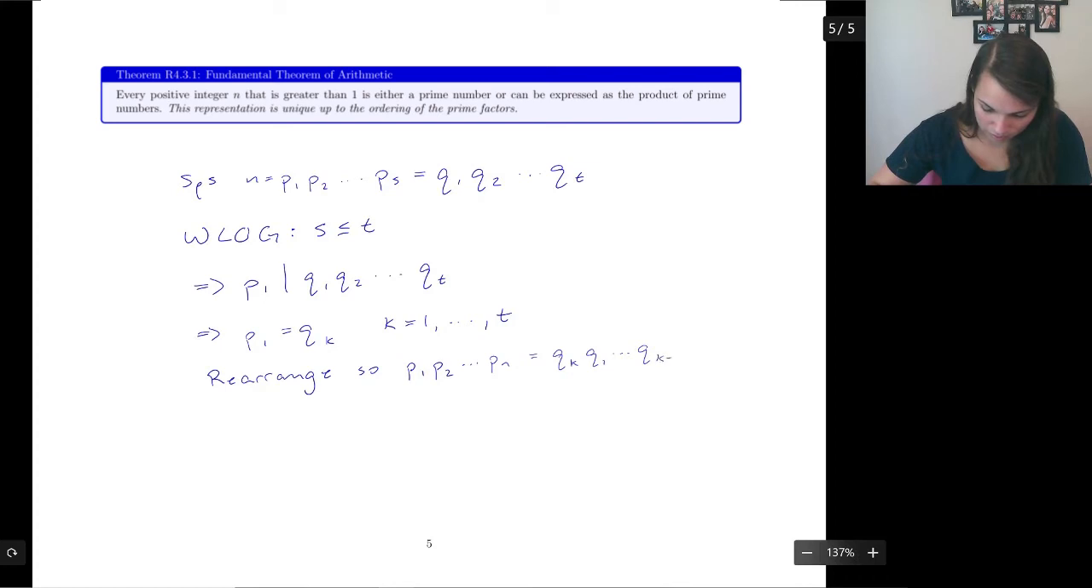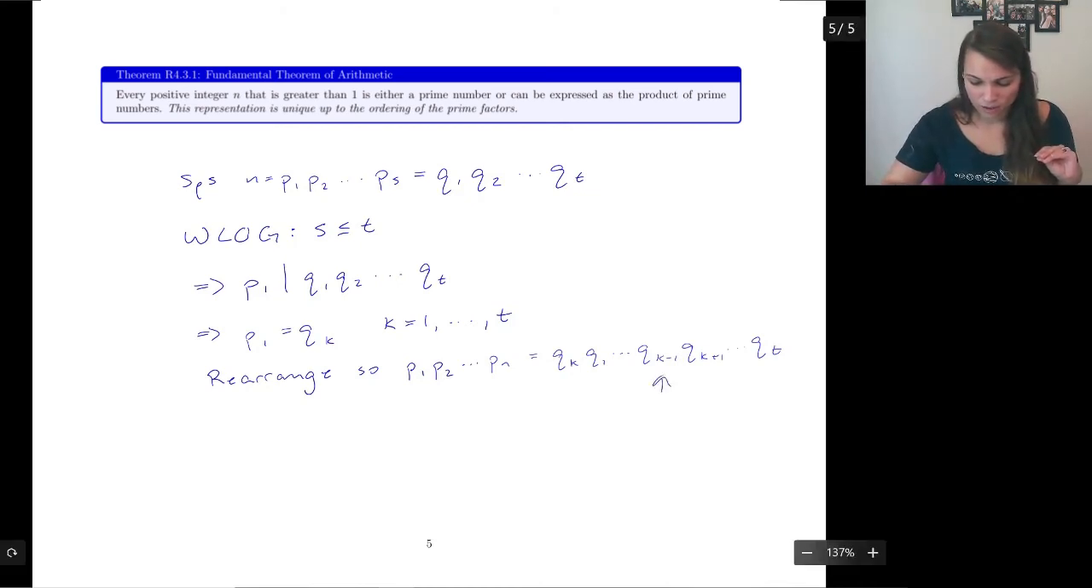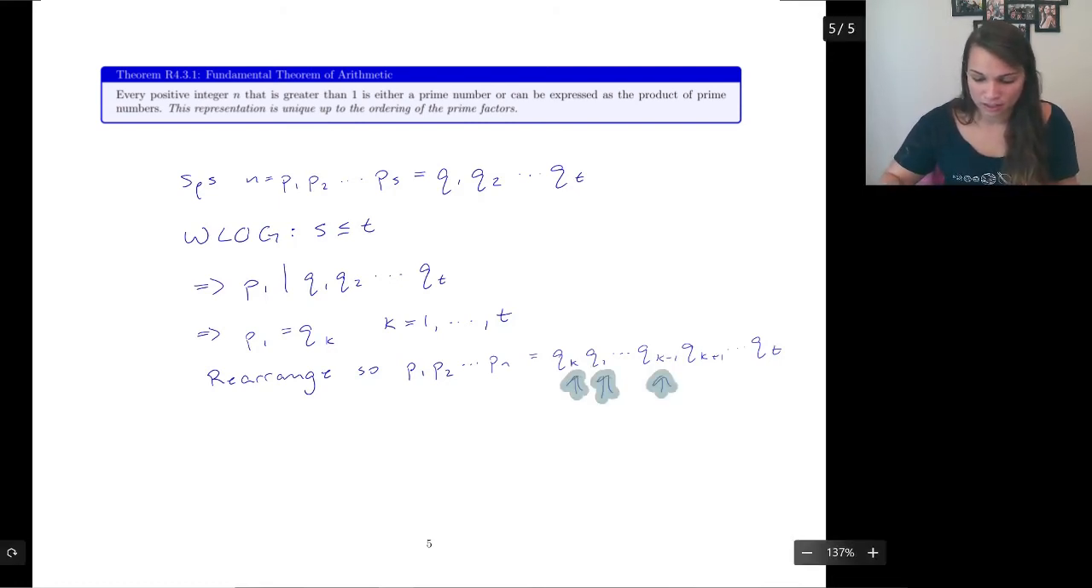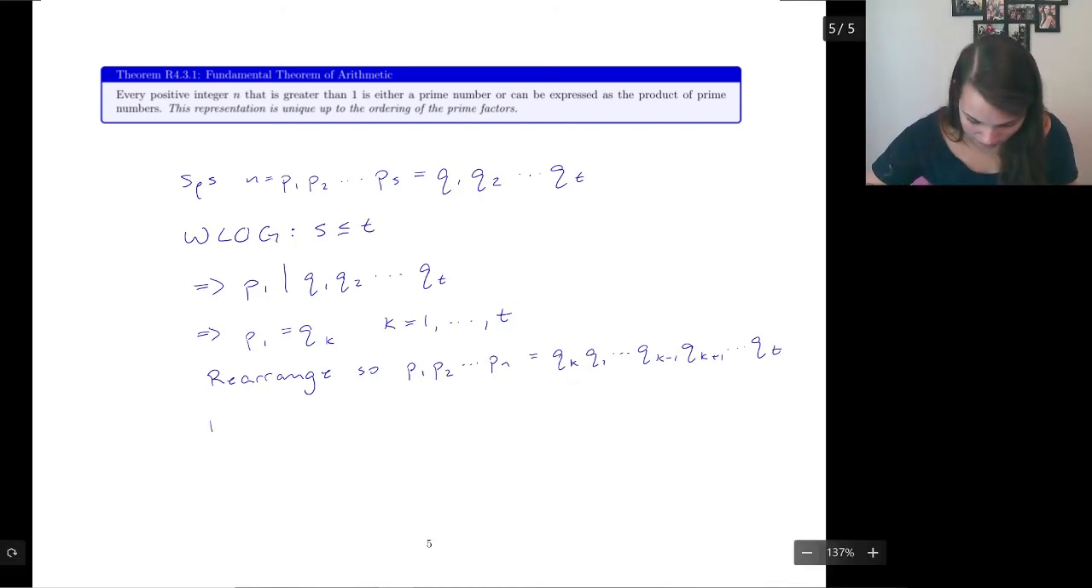So then Qk minus 1, Qk plus 1, up to Qt. And really, it does not matter what these indices are. I had them assigned at random. It doesn't matter how we label these, but some labels are more advantageous to think about.